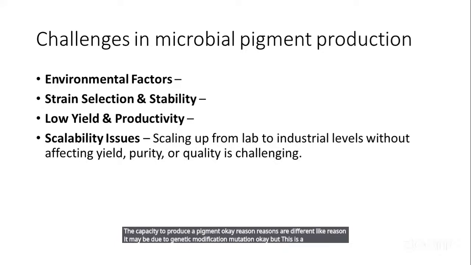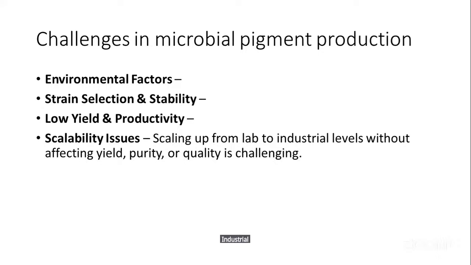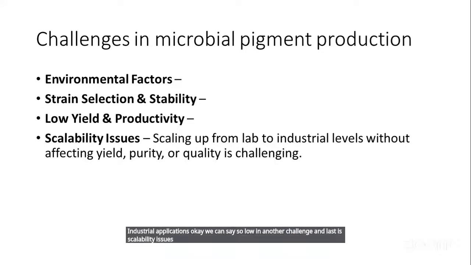The third is low yield and productivity. Many microbes produce pigment in very small amounts, so we need to optimize production for large-scale industrial applications. So low yield is another challenge. And the last is scalability issues: scaling up from lab to industrial levels without affecting yield, purity, or quality is challenging.